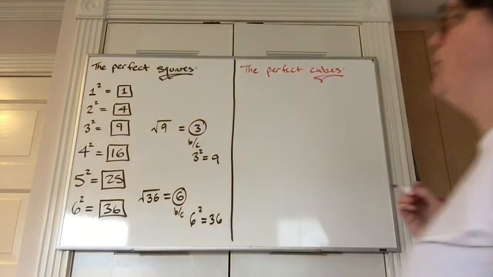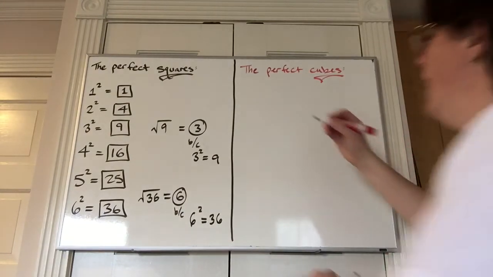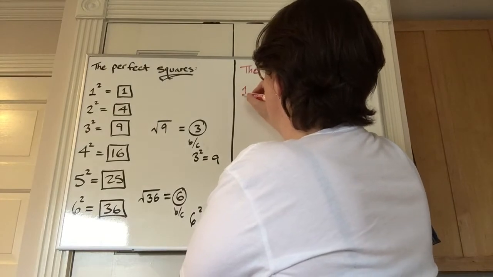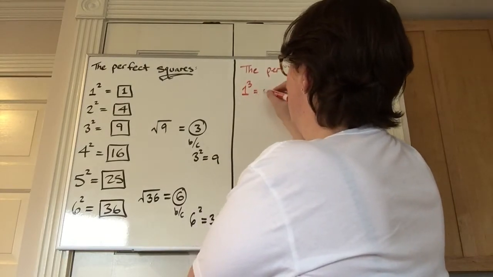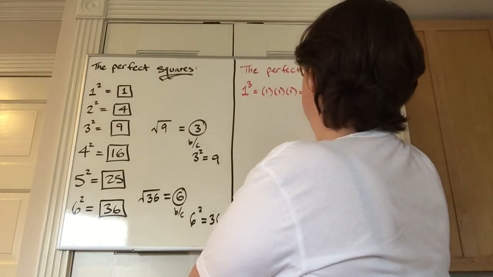So, when you square a number, you multiply it by itself. When you cube a number, you multiply it by itself and then by itself again. So let's look at a few of the perfect cubes. Okay, so like 1 to the third power. That's 1 times 1 times 1, so that's just 1.